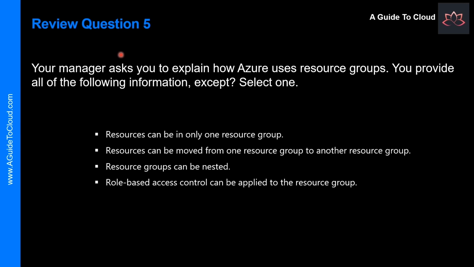Right. So the next question is, your manager asks you to explain how Azure uses resource groups. You provide all the following information except one. So I think three of the choices given below are right and one of the statements is wrong. So we just have to eliminate which one is wrong. So I'm going to read out from the beginning. Resources can be in only one resource group, which is absolutely right. When you create an Azure resource, you are supposed to place that resource in a logical container called a resource group, and you can only place that resource in one resource group.